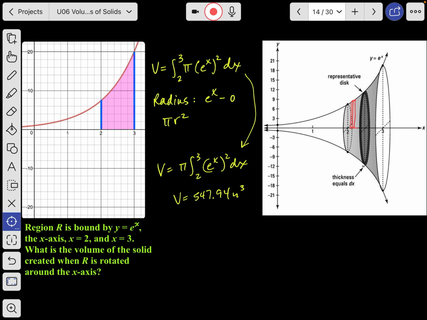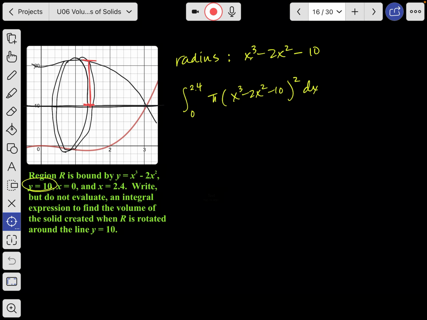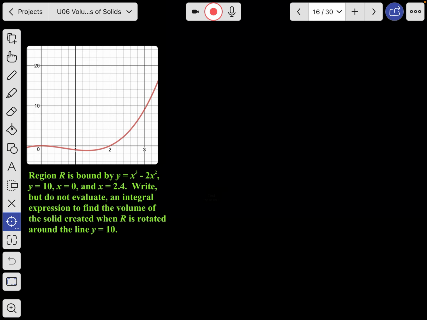So again, the radius is created by the top function minus the bottom function. In this case, that was e to the x minus 0. And the formula for the circle is pi times the radius squared, so that's why I squared it, times dx. And here it is again. The horizontal axis of revolution was just the x-axis.